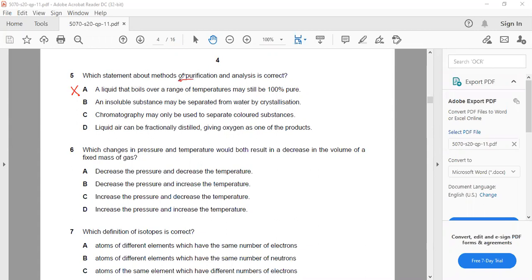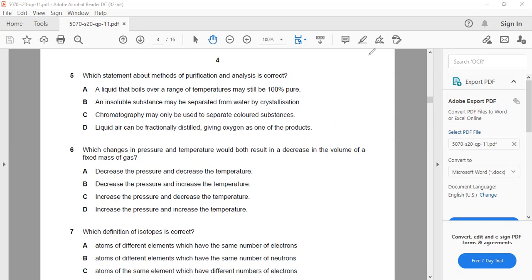Related to purification and analysis, an insoluble substance may be separated by crystallization, wrong. Crystallization cannot be used, we use filtration. Chromatography may be used to separate only colored substances, wrong. We can also separate colorless ones, like amino acids and proteins. Liquid air can be fractionally distilled, because liquid air has more than one liquid with different boiling points, so they can be separated. So D is the answer.